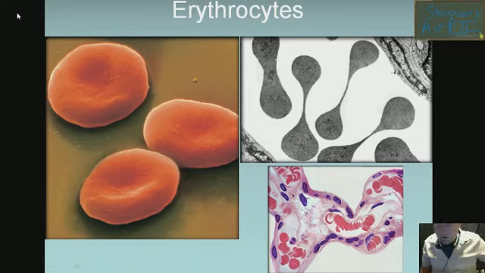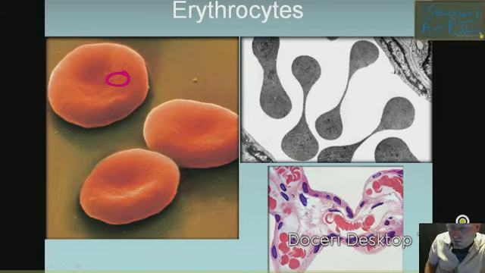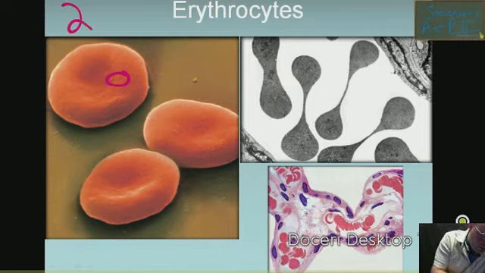Here we look at some erythrocytes. We have the erythrocytes under extremely high magnification here on the left. You can see these little dots and indentations on it. What might those things be on those erythrocytes? That's question number 2.